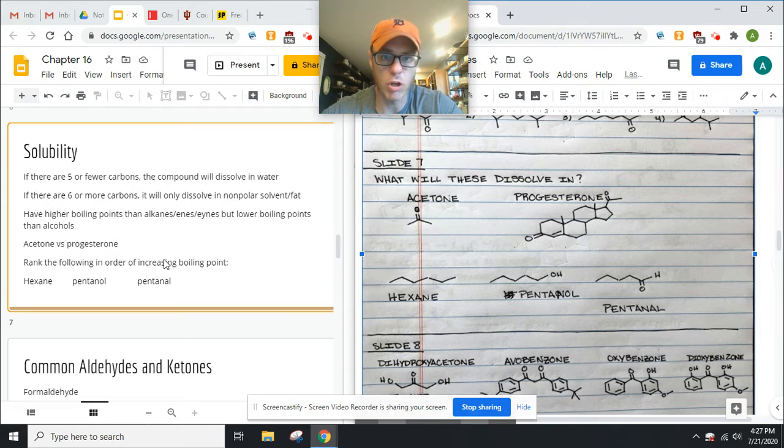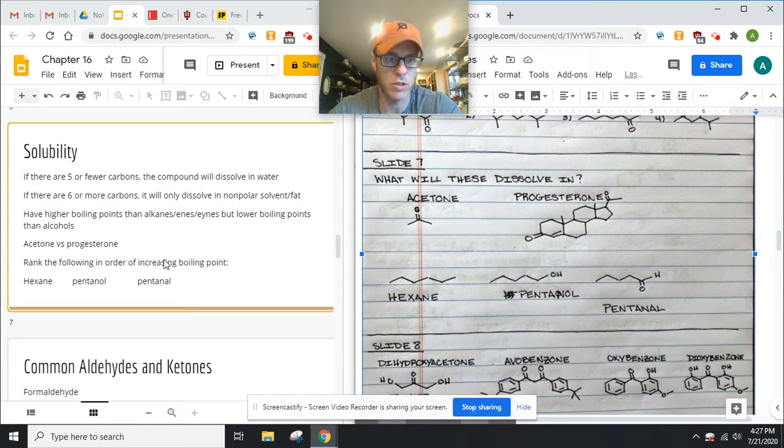If there are 5 or fewer carbons for an aldehyde or ketone, it will dissolve in water. So 5 is that number, we're still there. If there are 6 or more carbons, this is a ratio, then it's gonna dissolve in a nonpolar solvent or fat. Generally speaking, aldehydes and ketones have higher boiling points than alkanes, but lower boiling points than alcohols.